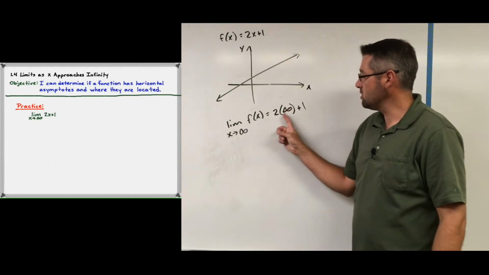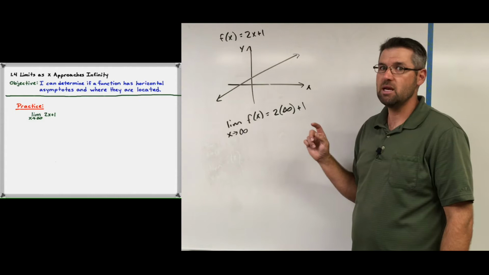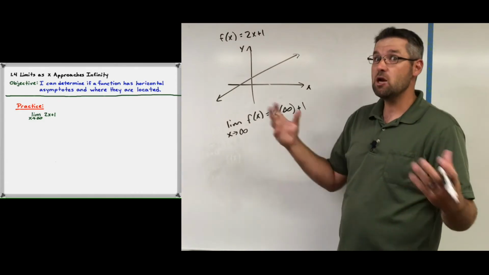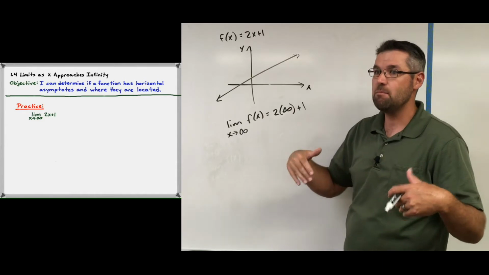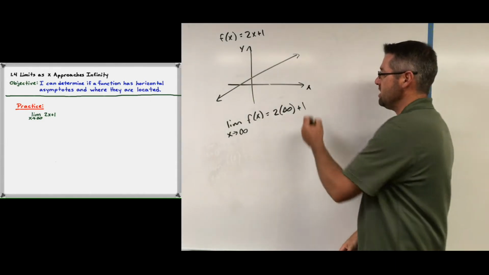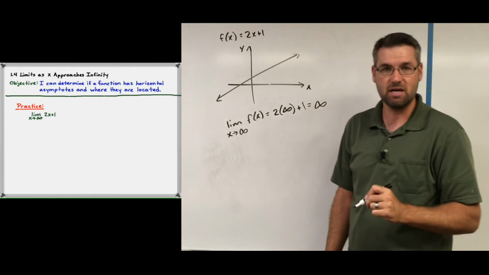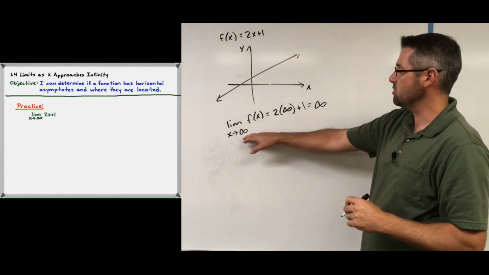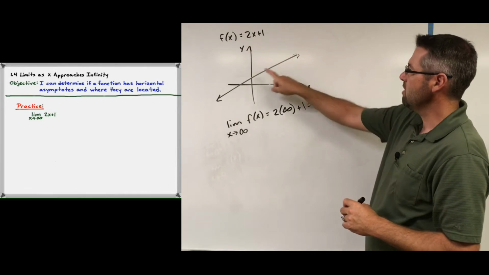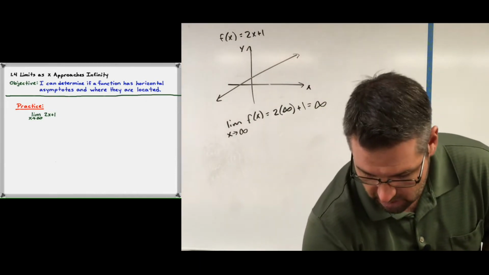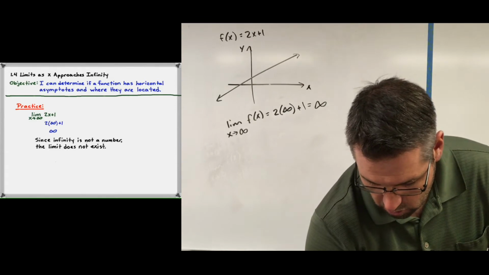So what is 2 times a really, really big number? Well, it's an even bigger number. And so when I take an even bigger number and add 1, I get an even bigger number. And so this ends up being a really, really big number, which we refer to as infinity. And so we can say the limit as x approaches infinity of f of x is infinity, both graphically and analytically. Okay? So again, substitution is so important.